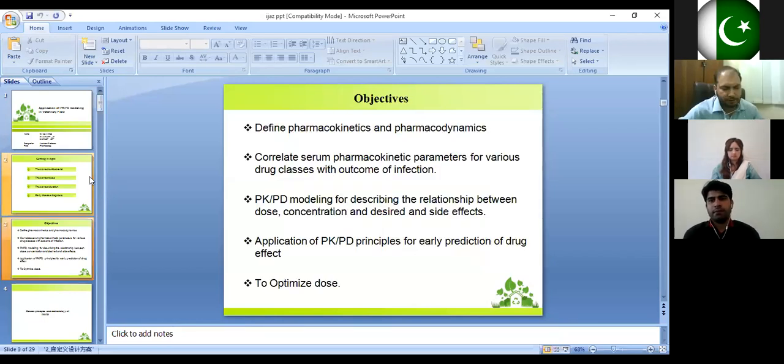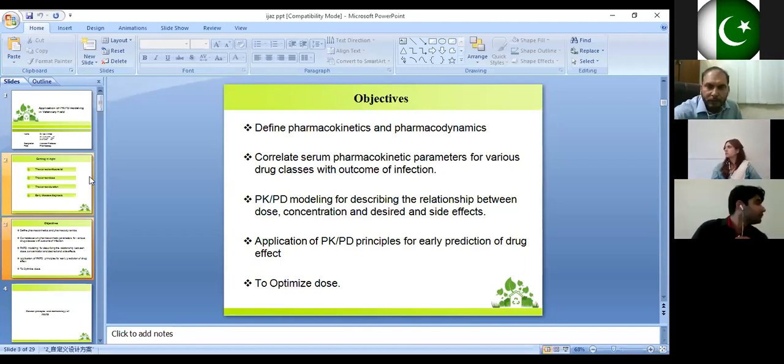The objectives of our study or topic is we should know about the pharmacokinetics, that is PK and PD, pharmacokinetics and pharmacodynamics. So what is pharmacokinetics and pharmacodynamics? Pharmacokinetics is mostly what the body does to the drug. That is how the drug is absorbed, distributed, metabolized and eliminated or excreted from the body. So that is the pharmacokinetics. Second is the pharmacodynamics. Pharmacodynamics is what the drug does to the body.